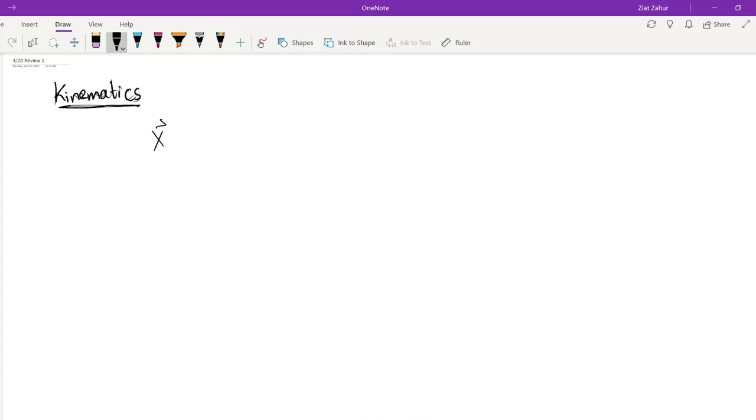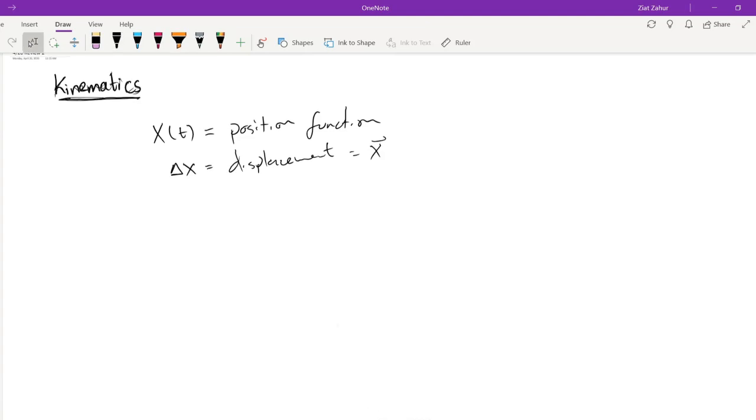X being your displacement, or X as a function of time, technically X is the function of position, where delta X would be your displacement, which is X with a vector hat. Deriving the range formula was new, I guess. Instead of deltas, we did dx, dt. Now we have velocity as a function of time. We did dv, dt. So we get acceleration as a function of time.